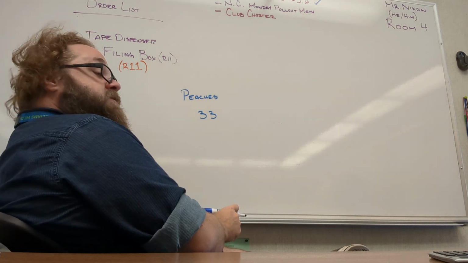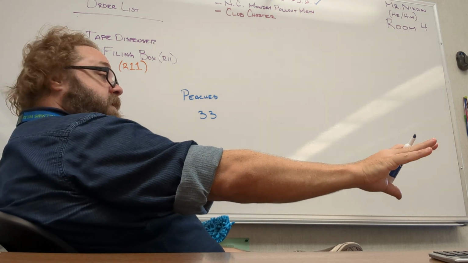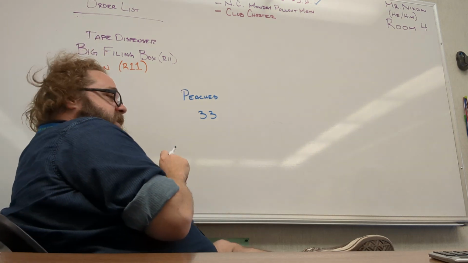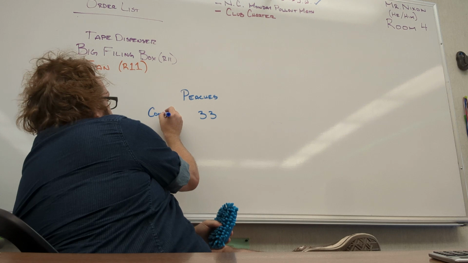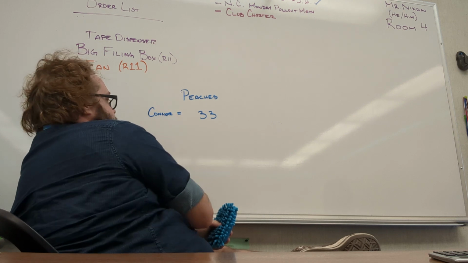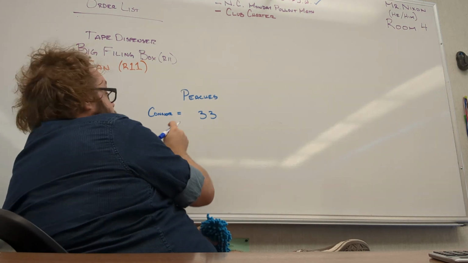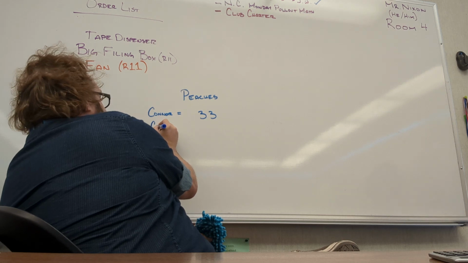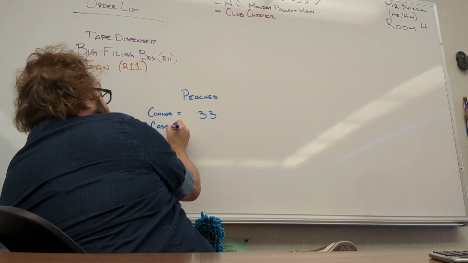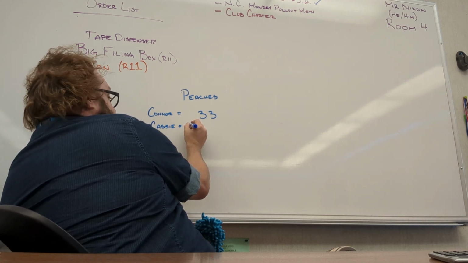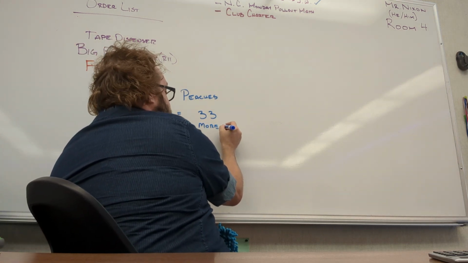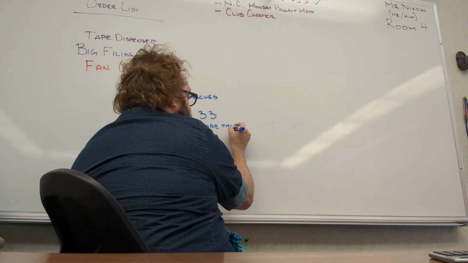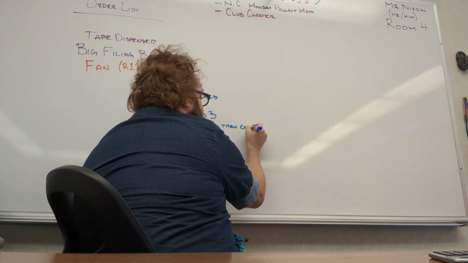Okay, so we're going to break this down line by line, because there's a lot going on here. So that first line, it says Connor sold how many peaches? 33. And Cassie sold, read the whole thing. Cassie sold more peaches than Connor. P more than Connor.